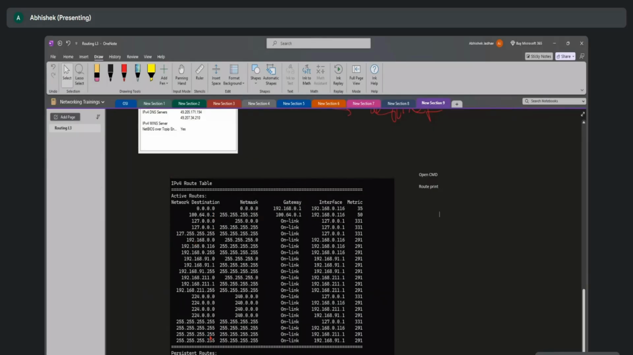So let me explain how to read this whole thing. And this is the same thing a router also stores. A router will always be storing this particular information, right? Now, if you see here, the network destination is 0.0.0.0. What does this mean? And it has the network mask as 0.0.0.0. What does this indicate? This indicates any IP address.